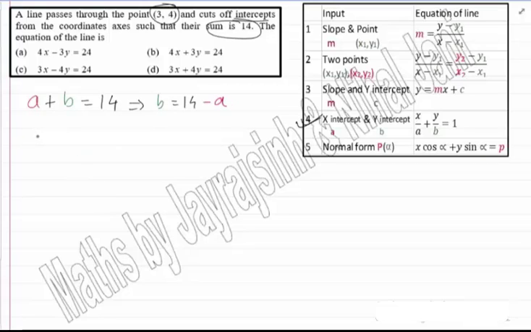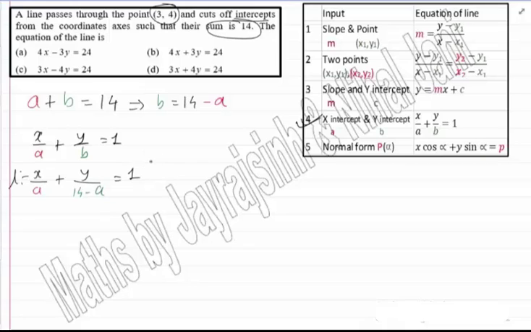Okay, now let's use the intercept form of the equation of a line. It is x upon a plus y upon b is equal to 1, and we know that b is equal to 14 minus a. So we can say x upon a plus y upon 14 minus a is equal to 1. Let's cross multiply to simplify this. But before we do that, we should find out a, right? And to find a we are going to use the point.